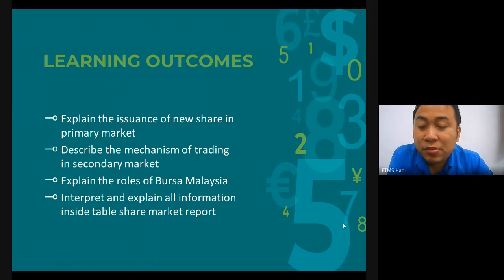Okay, the third one, explain the roles of Bursa Malaysia. For Malaysians, they know about this one, because Bursa Malaysia is a place where they can trade shares. But for other countries, they have their own share trading marketplaces. All right, and the last one, interpret and explain all information inside the share market report table. So they give you the table information, and you should be able to read and interpret what those figures are, and what those columns are referring to.